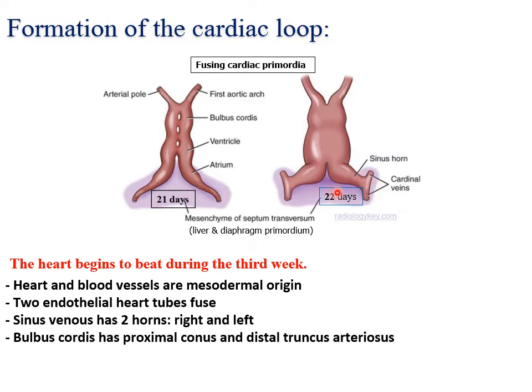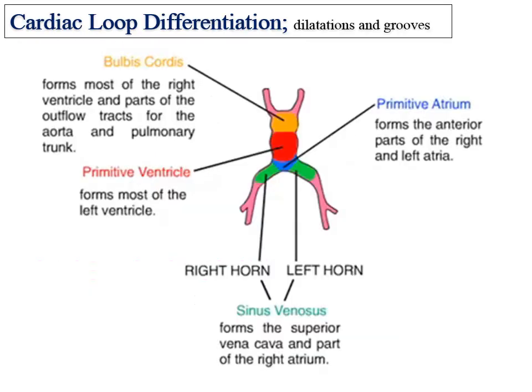and it has two horns, the right and left horns. The bulbus cordis, which is this one, has the proximal conus and the truncus arteriosus distally, to be differentiated. It is good to keep this cardiac loop and its different parts in mind, because this is how the future heart will be differentiated. We shall see.